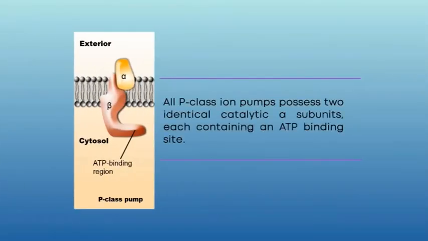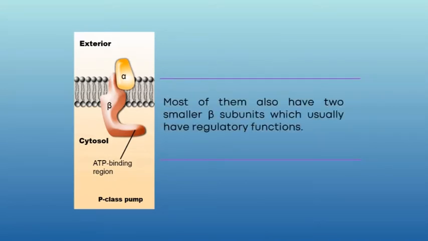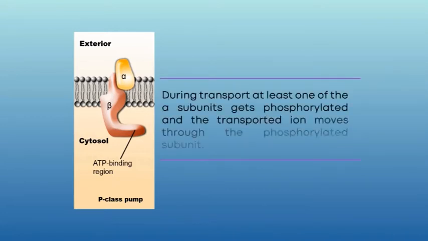All P-class ion pumps possess two identical catalytic alpha subunits, each containing an ATP binding site. Most of them also have two smaller beta subunits, which usually have regulatory functions. During transport, at least one of the alpha subunits gets phosphorylated and the transported ion moves through the phosphorylated subunit. The amino acid sequences around the phosphorylated residues are homologous in different pumps. Let's study some examples of P-class ion pumps.